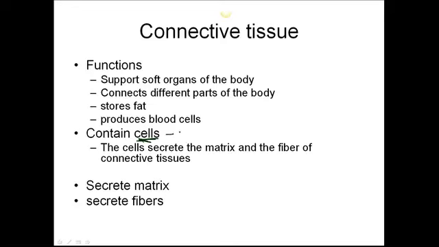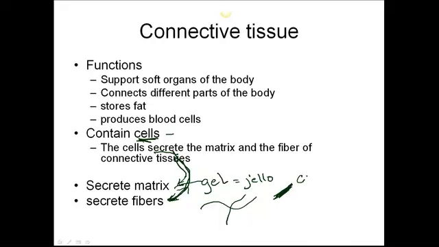Okay? The cells actually secrete matrix and fibers. So matrix is like a gel. Sort of like Jello. And then fibers. Some thin fibers, and if you're curious, thick fibers like this are collagen.